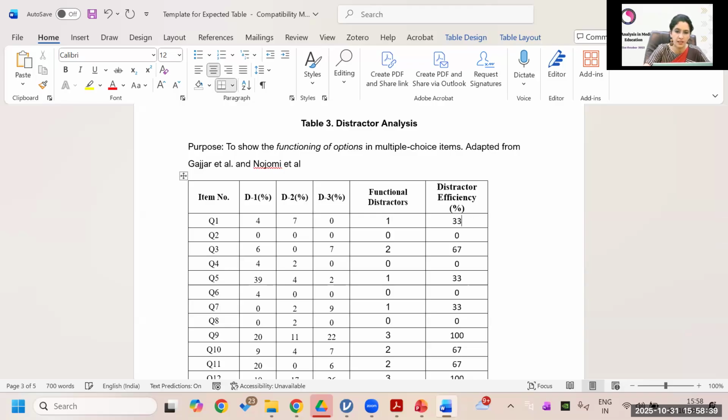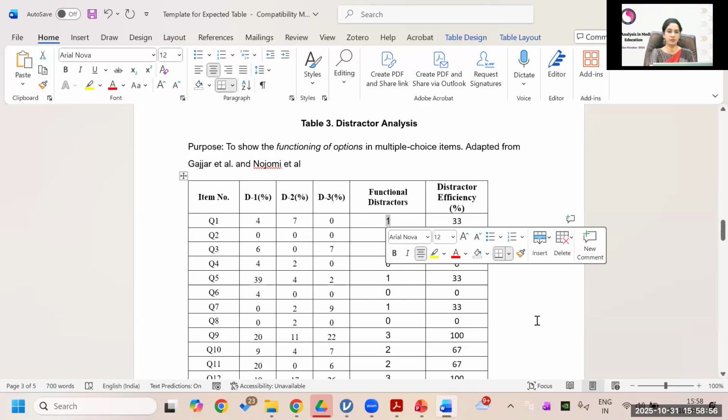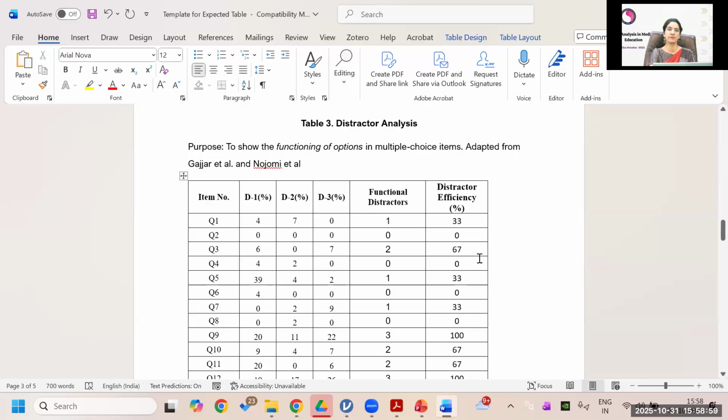If it is 1, it will be 33. If it is 2, it is 67. If all three are functional, it will be 100. And if it is 0, then it is 0. So depending on whether it is 1, then 33, and if it is 2, that means 67. Am I making sense to all of you? This is how we have populated this table. For table number 3, please write yes, no, or whether you need more explanation.